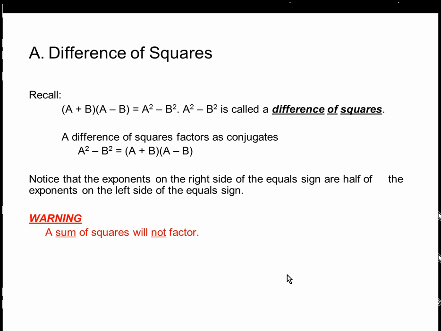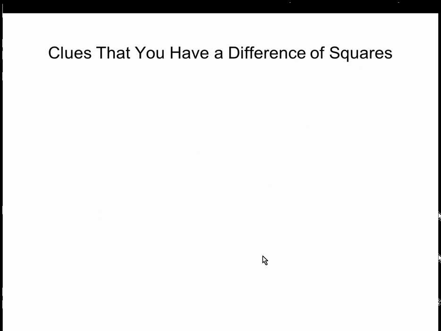So warning, a sum of squares will not factor. X squared plus y squared, it does not factor. And in terms of an answer, that's what you write. Does not factor or will not factor. Don't leave it blank. It looks like you skipped the problem. Now, clues that you have a difference of squares. You know that you should be factoring as conjugates.